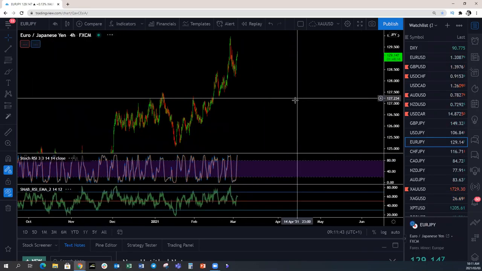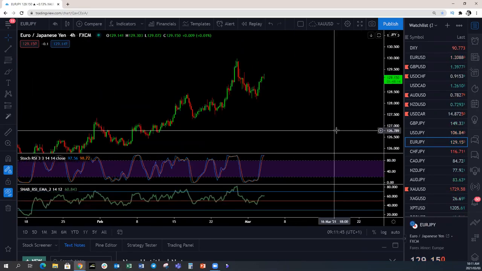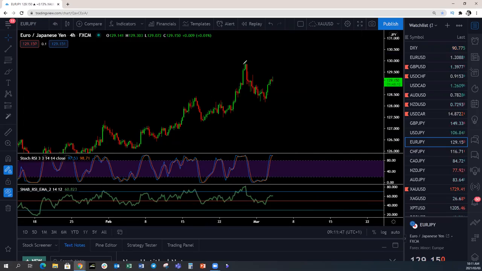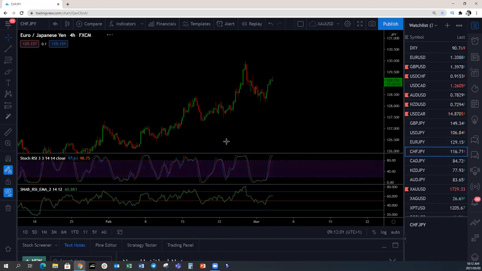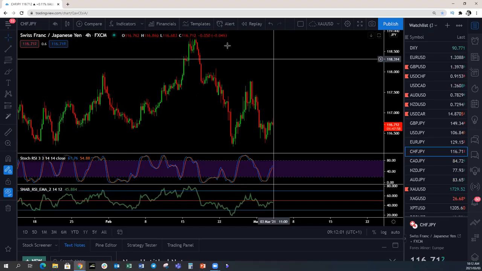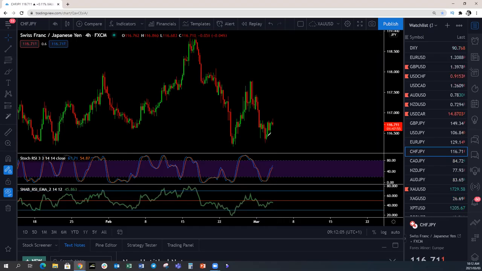Euro yen. Euro yen, a 3-wave pullback. Now we're starting to move to the upside. We need to see if we're going to get an entry here and then upside. We're still looking for continuation to the upside on Euro yen. Chief yen, pretty much sideways here. So we could be looking for this one to do this short term on Chief yen.